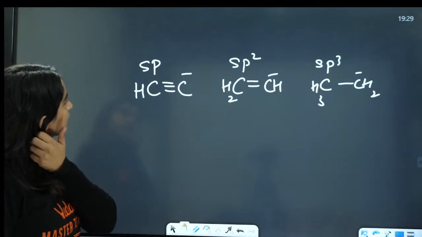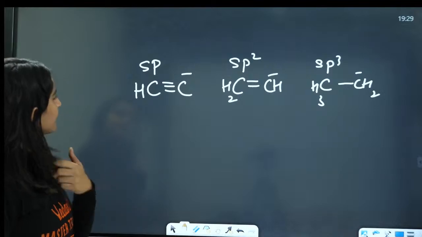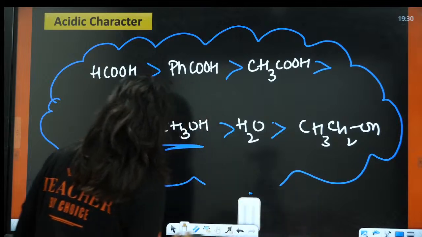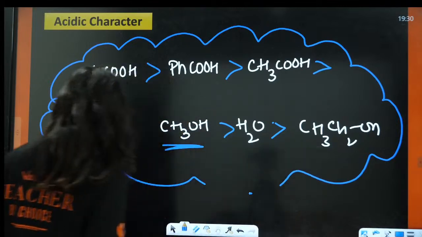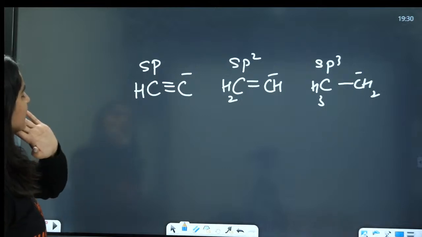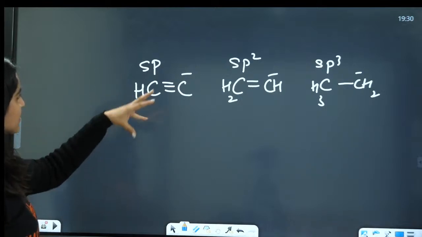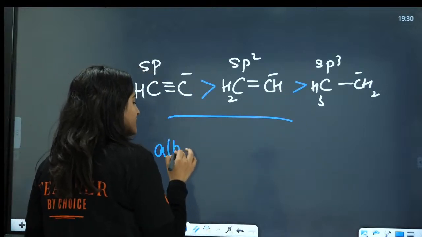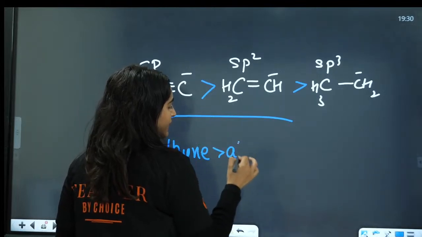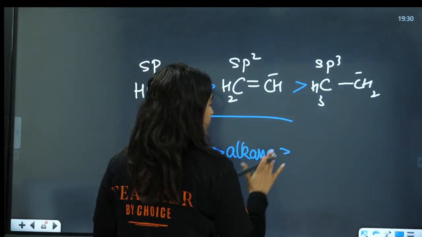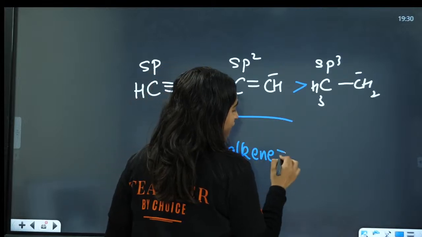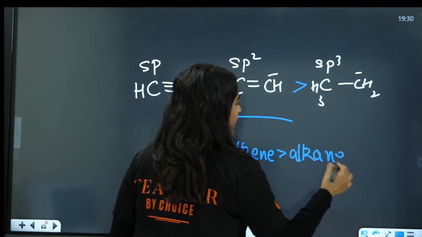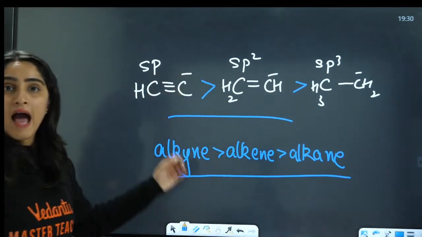Wait. No, I have written the order incorrectly. This is minus I effect. So it has minus I effect. It is taking away the electrons. Actually the order is this: alkyne, then alkane, then alkene. This is the order of acidic strength.